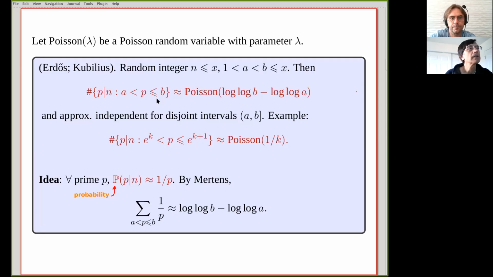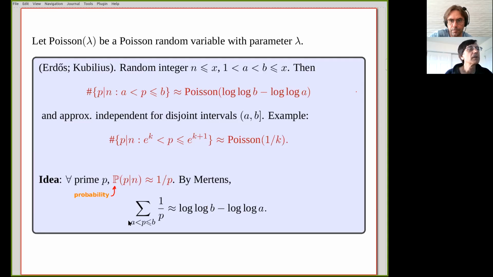So it turns out that this statistic, which is now a statistic of the random integer n, behaves very much like a Poisson random variable with parameter log b minus log a. And moreover, if I have disjoint intervals, then the statistics for the disjoint intervals are approximately independent. Right now, nothing is exact here, so I'm hiding some error terms under the squiggle sign.